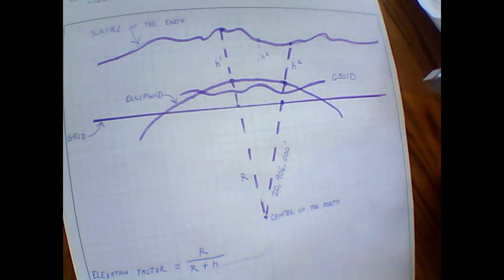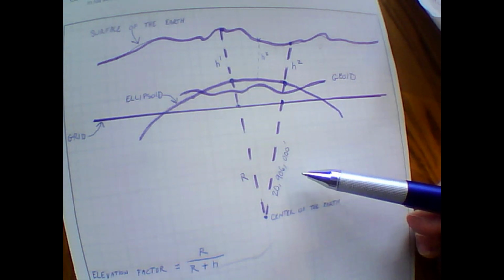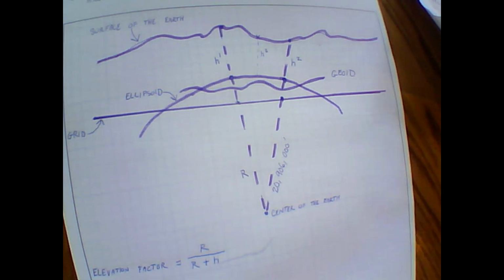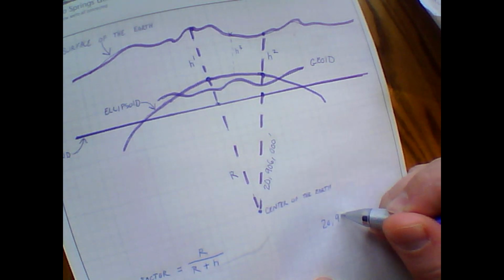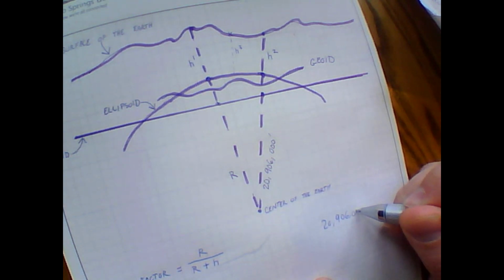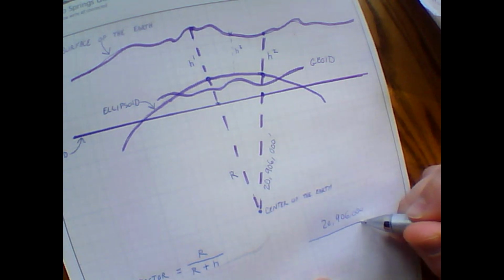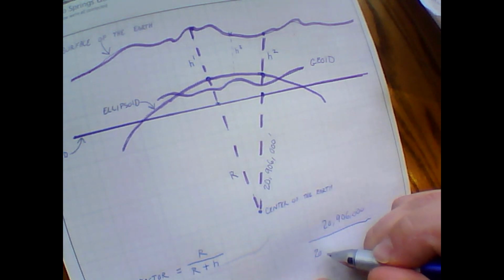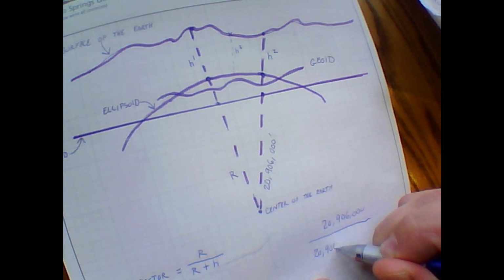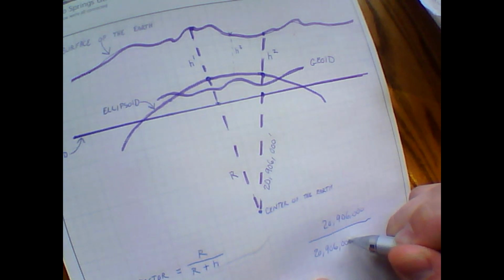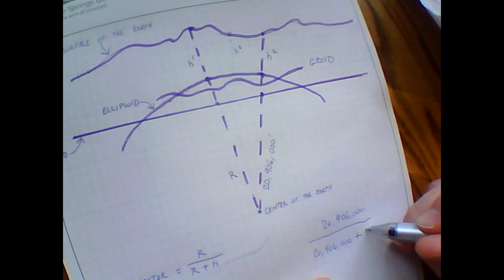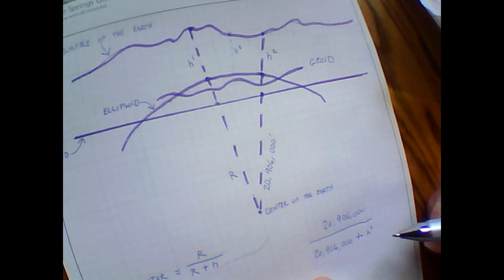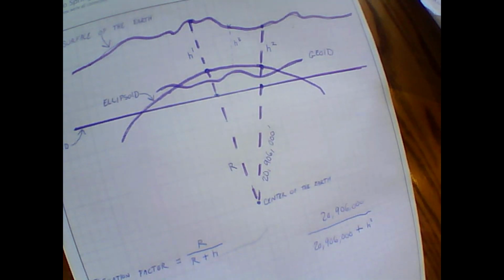What you do then is you've got your 20,906,000, right? You're going to do 20,906,000 over 20,906,000 plus H3, which is your average ellipsoid height.